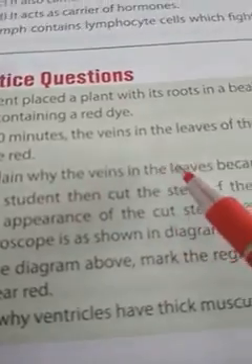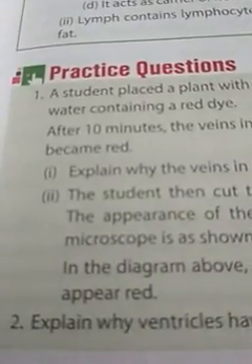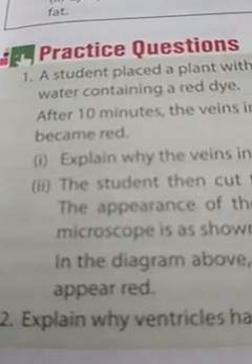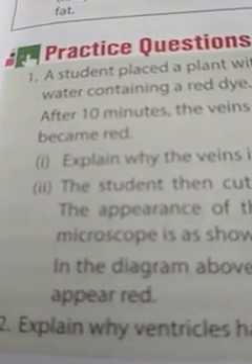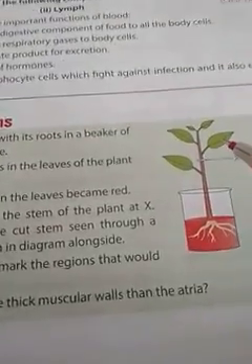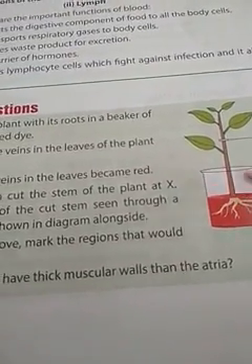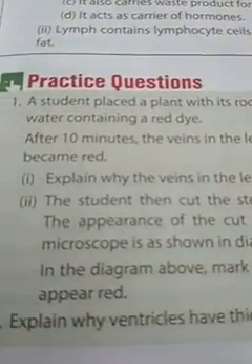Explain why the veins of the leaves become red. My dear student, the dye gets absorbed along with the water in the plant xylem, and that is the unidirectional flow. So the veins will become red because of the flow of this red dye in the plant leaves.